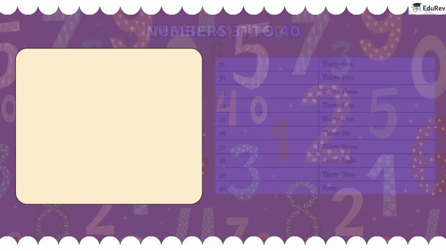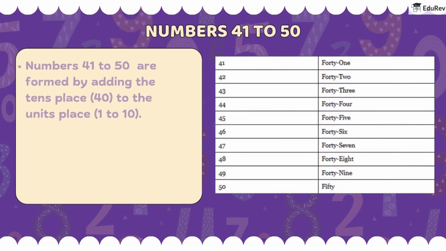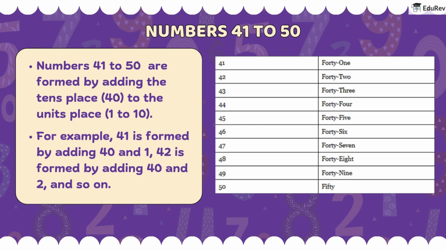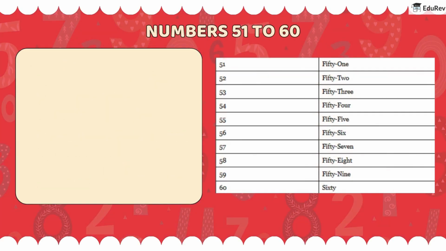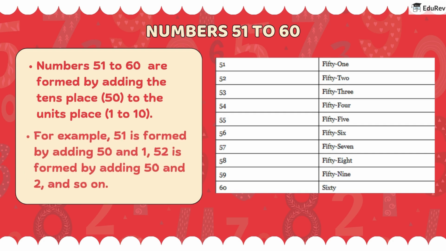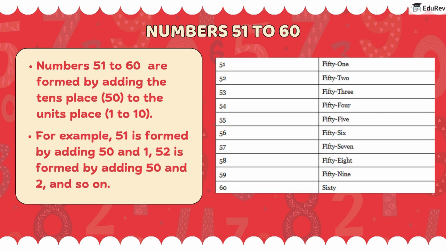Numbers 41 to 50. Numbers 41 to 50 are formed by adding 40 to the units place, 1 to 10. For example, 41 is formed by adding 40 and 1, 42 is formed by adding 40 and 2, and so on. Numbers 51 to 60. Numbers 51 to 60 are formed by adding 50 to the units place, 1 to 10. For example, 51 is formed by adding 50 and 1, 52 is formed by adding 50 and 2, and so on.